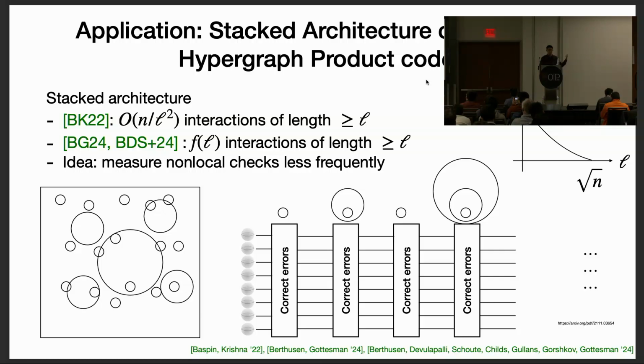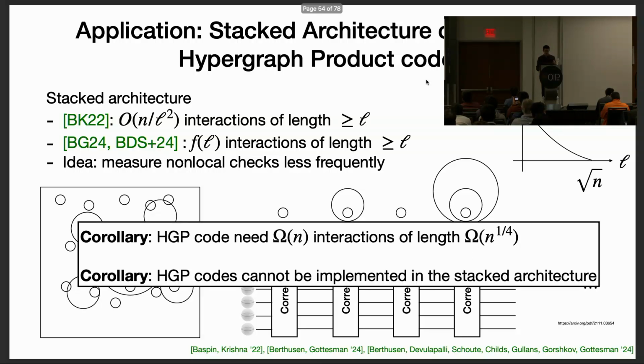One question that was left open by these works is whether hypergraph product codes could be implemented in the stacked architecture. And if you just plug in our results, it says that for hypergraph product codes, you need many interactions in the intermediate length regime, which means that hypergraph product codes cannot be implemented in this architecture.